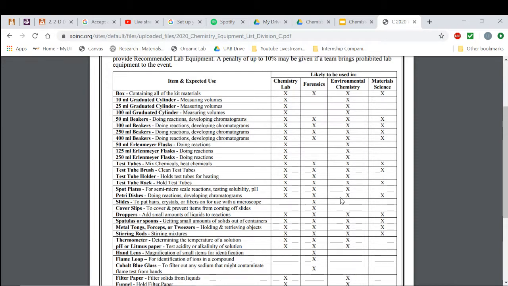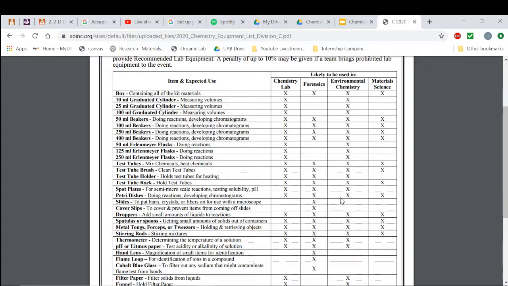I've never used petri dishes or spot plates at tournaments. That's for chemistry lab. I use spot plates all the time in forensics because it's really easy to put acid in each of the little wells, and then put powder in each of them, and you can run all these reactions at the same time. But for chemistry lab, it's more macro scale stuff, so you wouldn't really need to use that.